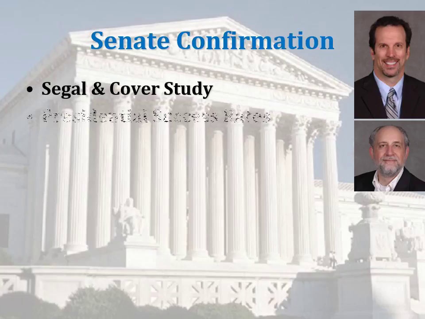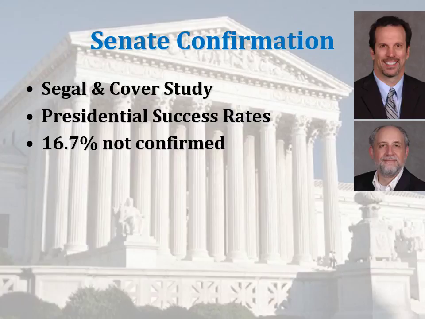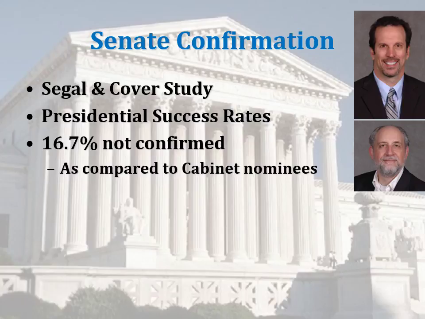Well, in sum, the president has success rates through 2003, and from the beginning had only failed to confirm 27 nominations. So that's 16.7% not confirmed. Now, as compared to cabinet success, only 8.3% are not confirmed in the 19th and 20th century. So obviously there's much more politics to be played.